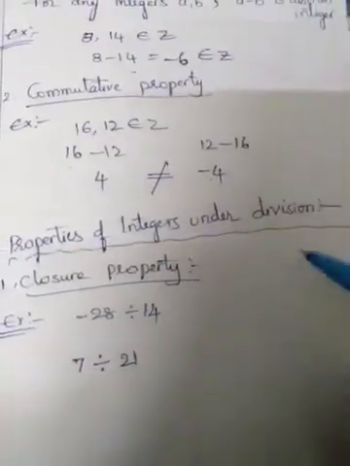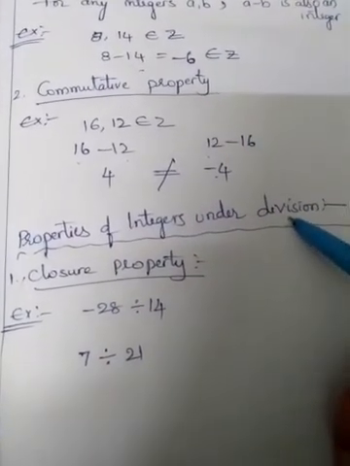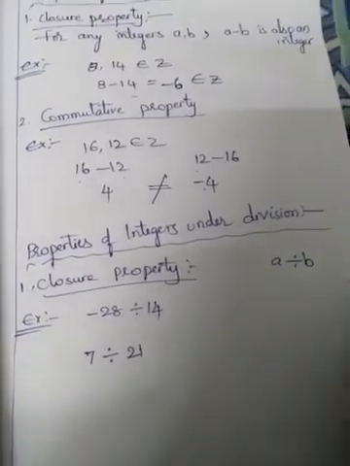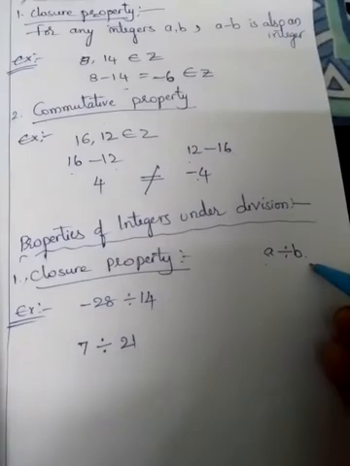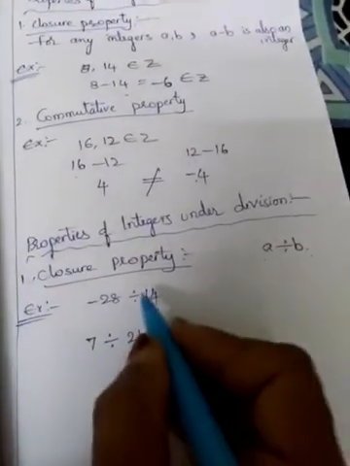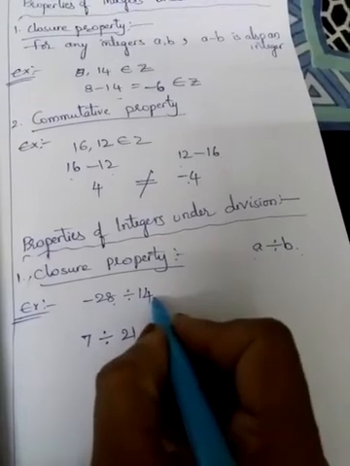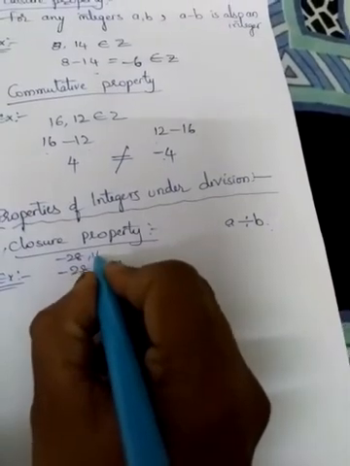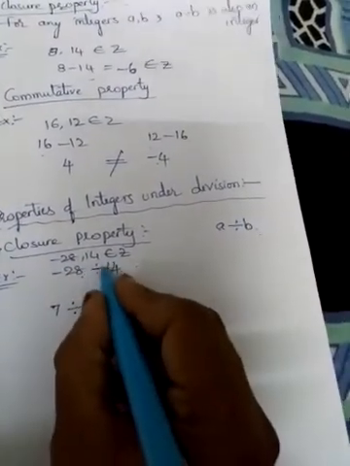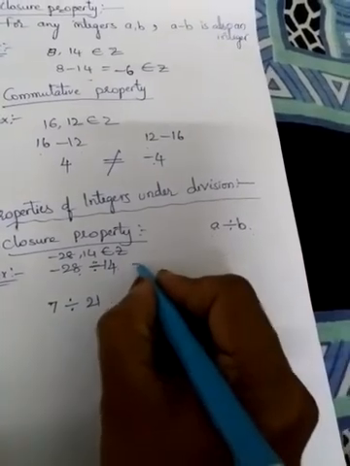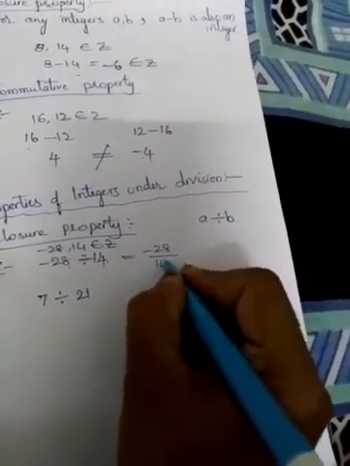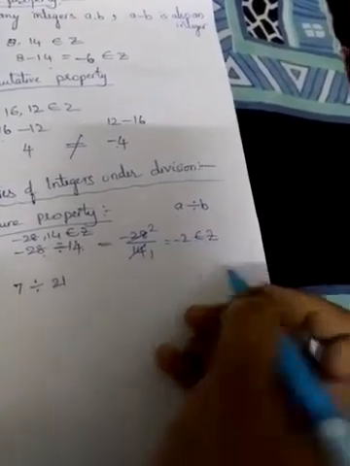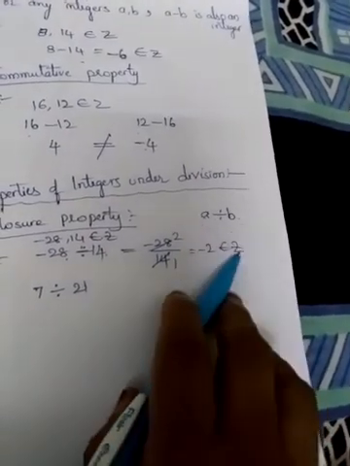Now come to properties of integers under division. Under division, is it satisfied or not? We have to check whether a divided by b is possible or not, if the two are integers. One example I am taking: minus 28 and 14. If minus 28 and 14 belong to Z, then I am checking division for the closure property. 14 times 2 is 28, so minus 2. Minus 2 belongs to Z. Here, under division, closure property is satisfied.